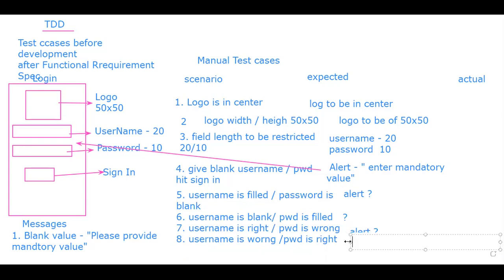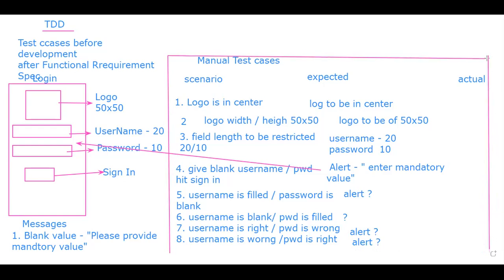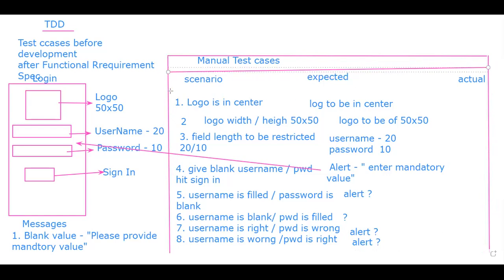Now this test case person has written these things, and this is called manual test cases. This will be written during the start of the development, and this will be kept. This will be shared with the on-site guy or the requirement guy. He will go through everything, and this will be kept aside before the development starts.